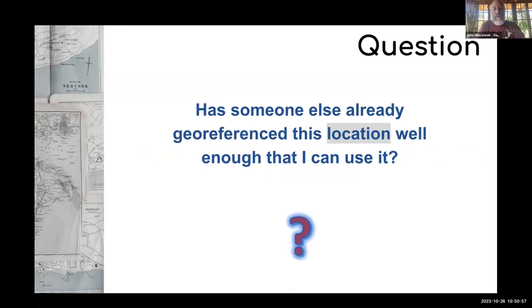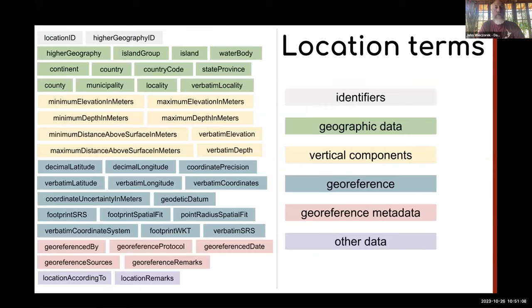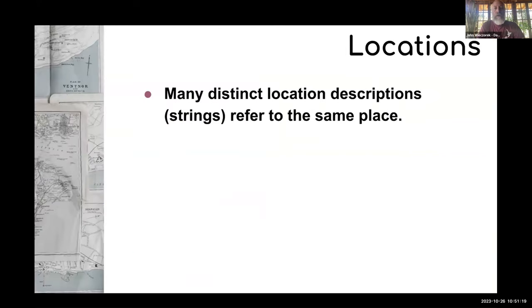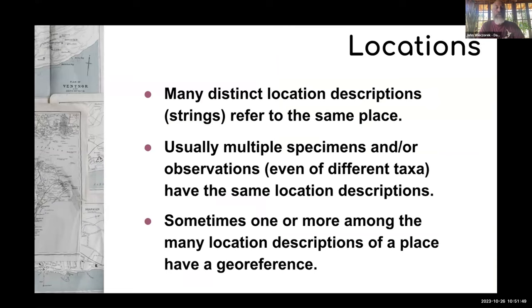Next is, we need to be on the same page about location. So here I'm specifically talking about the location class in Darwin Core. And the location class in Darwin Core consists of a lot of terms, divided up here by colors and by listings on the left of the things that they pertain to. All these are location terms. So many distinct location descriptions, that's sets of distinct strings in those Darwin Core location terms, can refer to the same place. Nelson already mentioned this and ways to do fuzzy matching and so on. Usually multiple specimens or observations or both, even cross taxa, have the same location descriptions, or at least are about the same place. And some of those might actually have georeferences.